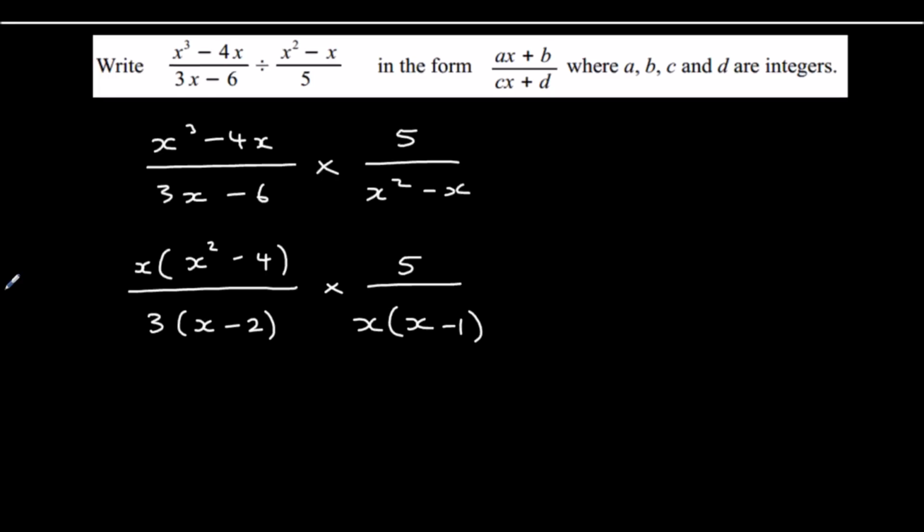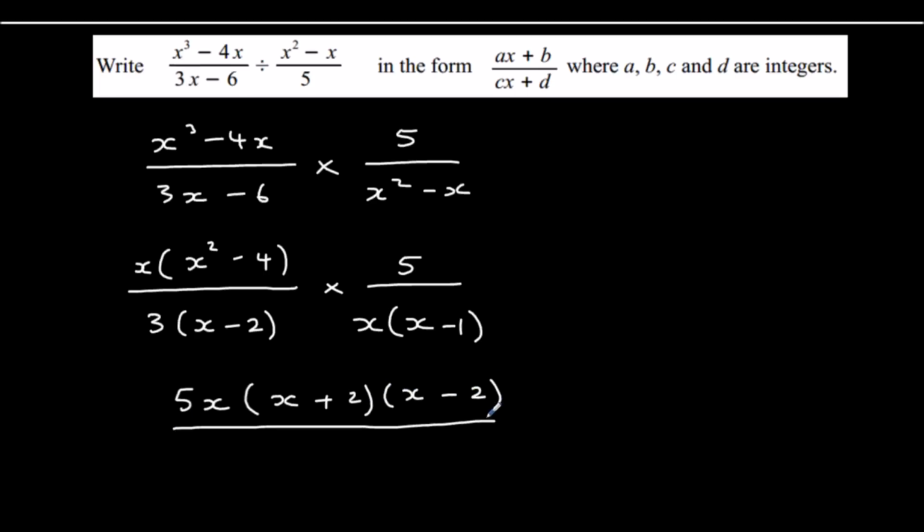So let's times these together. So 5x times x squared minus 4. I'm going to rewrite x squared minus 4 as x plus 2 times x minus 2. I've got 3x on the bottom times x minus 2 times x minus 1. So cancel out what's common. They've both got x minus 2. They've both got an x.